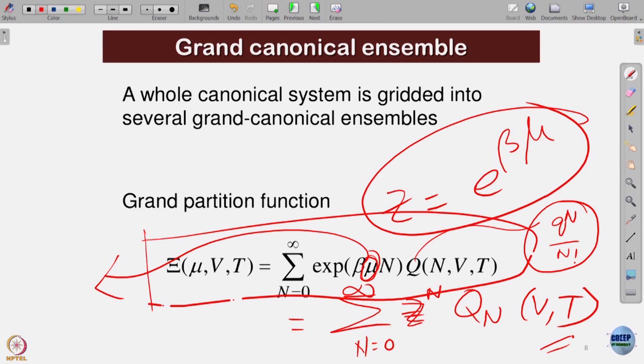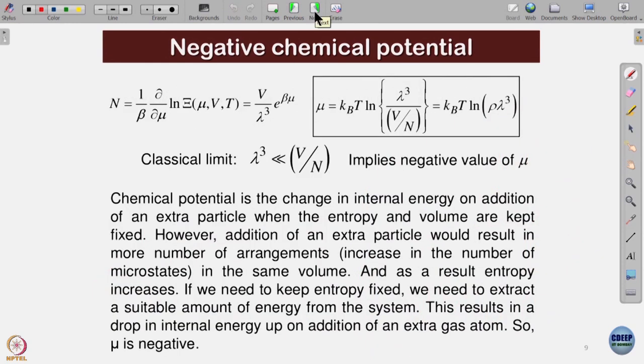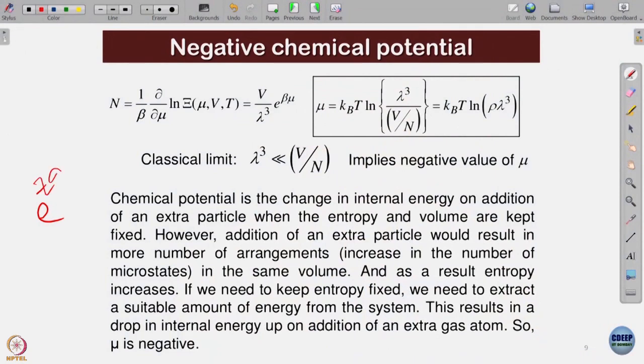Now, those of you who like mathematics can immediately see that this is something to the power N, and this is also something to the power N, where z is e to the power beta mu. So I have z to the power N and q to the power N, so z and q multiply, to the power N, divided by N factorial. What does that remind you of? It becomes nothing but an exponential function, e to the power z q. So now I have an expression for the grand partition function, that is e to the power z q, and I know q. This is my grand partition function, beautiful.